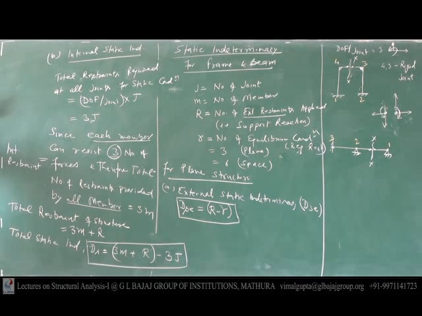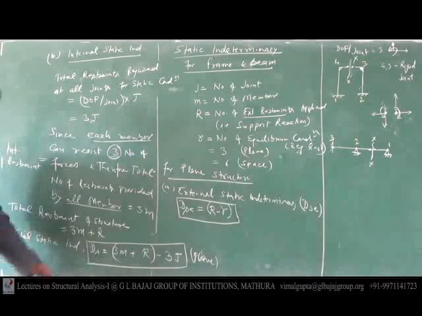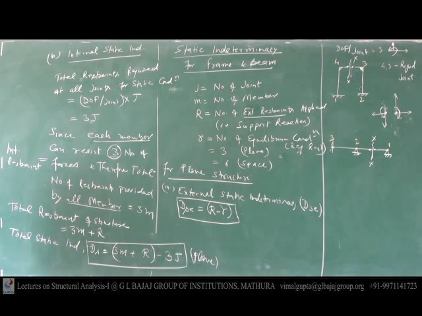To calculate the static indeterminacy, we have only one expression: total number of restraints minus required number of restraints. Total is 3m plus r. 3m is internal restraints, capital R is external restraints. Required is minus 3j. It is for plane. And what will be the expression for space? Can you tell me? 3m plus r minus 6j. Not 3m.